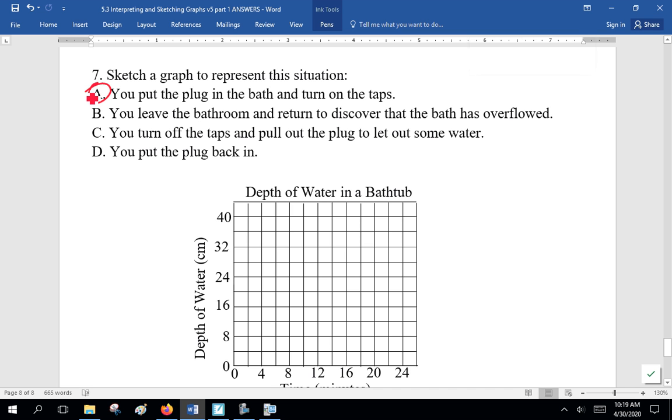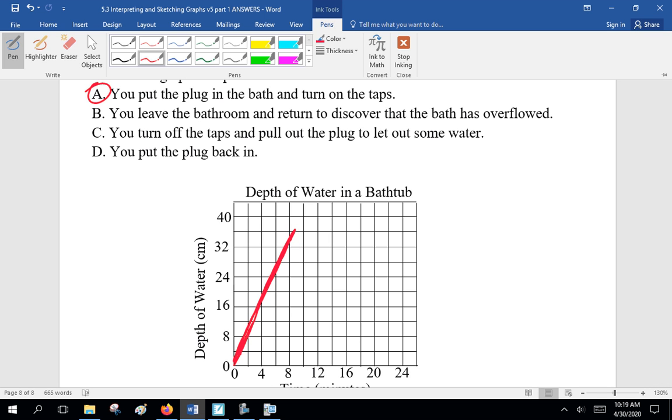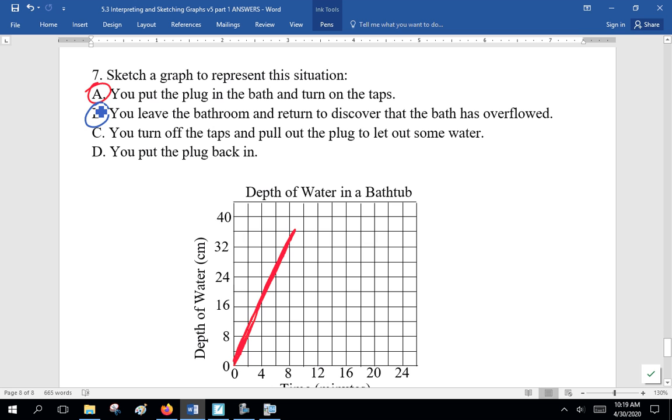Okay, now, my graph, part A. You put the plug in the bath and turn on the taps. So what's going to happen? It's going to go up like this. Now, here, I don't know the time. I don't know how fast the tub fills up. I don't know how much water we're putting in. I don't know how big the tub is. I'm just putting in. So this is going to be a steep increase. Okay? Then what happens? Turn and discover the bathtub is overflowed.